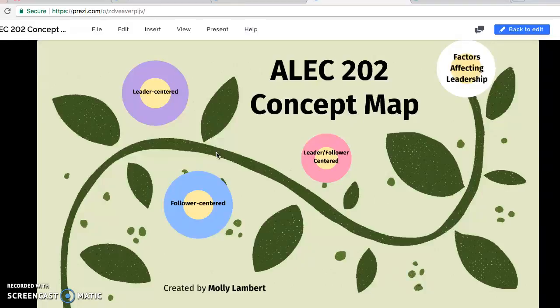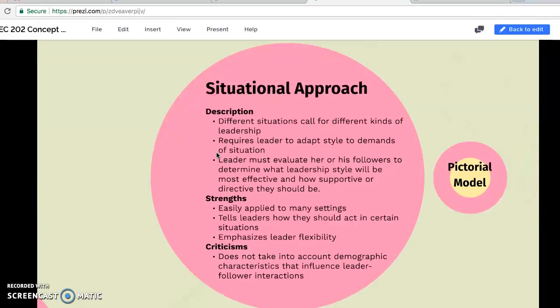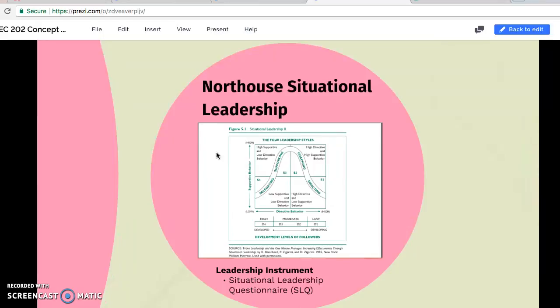Next are the leader and follower-centered theories. First is the situational approach, which says that leaders should adapt their style to the demands of the situation. Different situations call for different kinds of leadership, and leaders must evaluate their followers to determine which leadership style will be most effective. This is the situational leadership model. It outlines 4 leadership styles based on how supportive or directive the leader is.